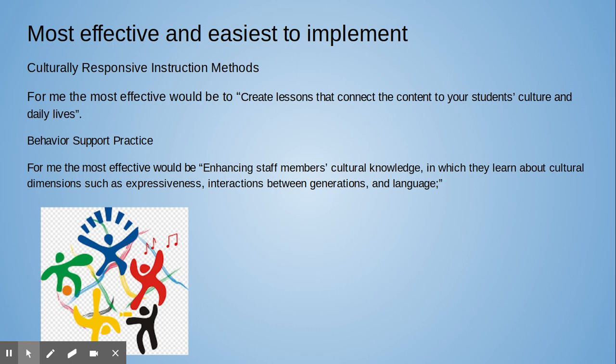Behavior support practices. For me, the most effective would be enhancing staff members' cultural knowledge, in which they learn about the cultural dimensions, such as expressiveness, interactions between generations, and language. This is key. For me, this is key. I have taught in some very diverse schools, and the one I'm at now is not extremely diverse at all. But you still have to know the kids.